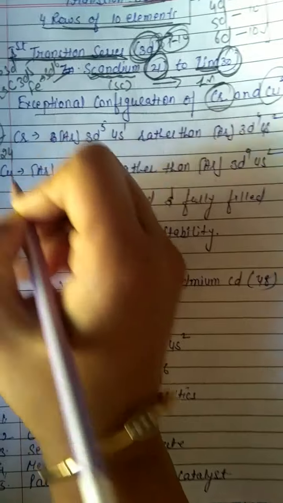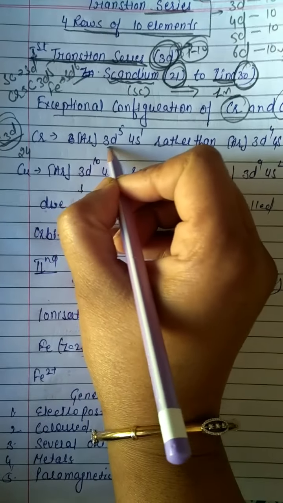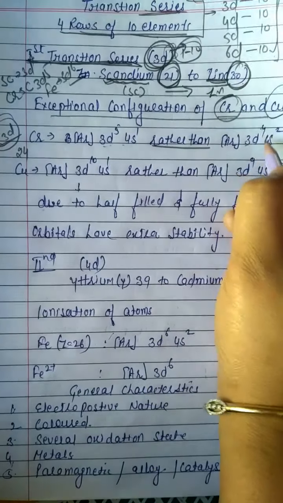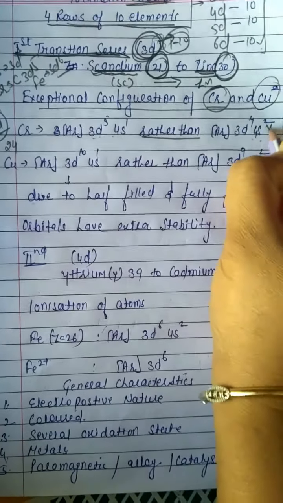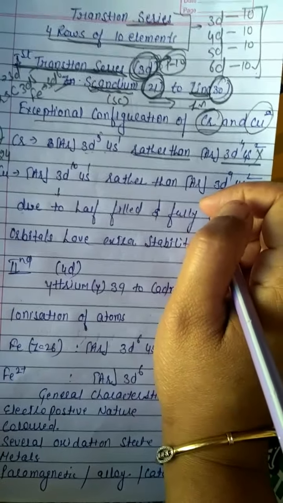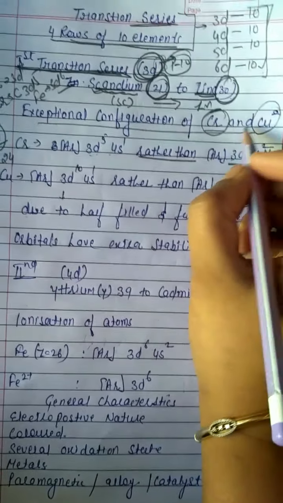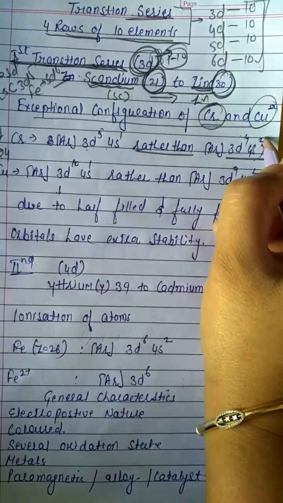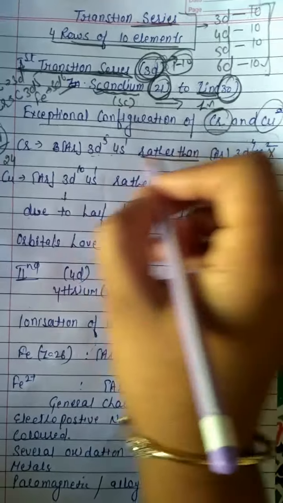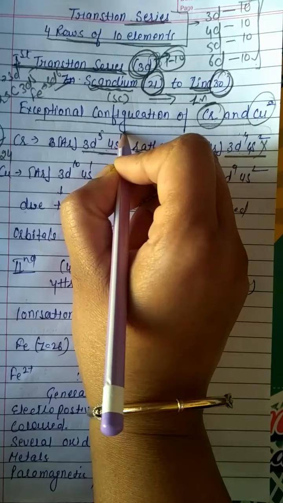Chromium has atomic number 24 and the configuration is 3d5 4s1 rather than 3d4 4s2. That is the wrong configuration. If we apply the rules, then it becomes 3d4 and 4s2. But chromium and copper are exceptional cases. When writing the configuration of chromium, we write 3d5 and 4s1.